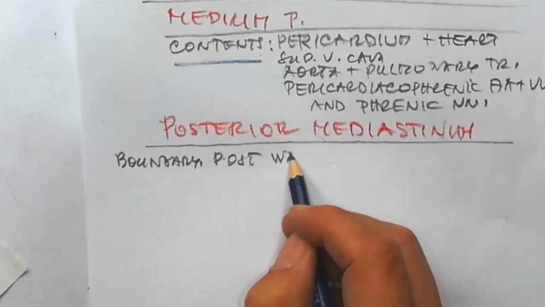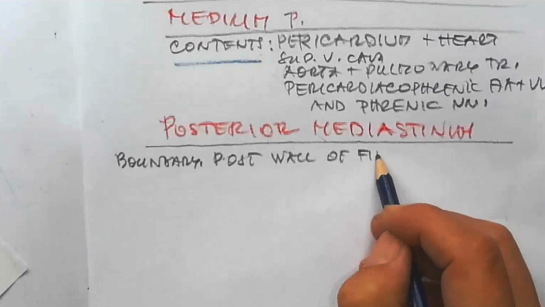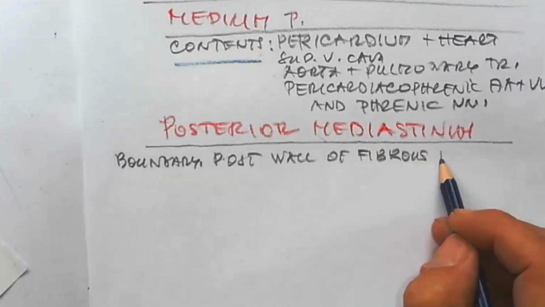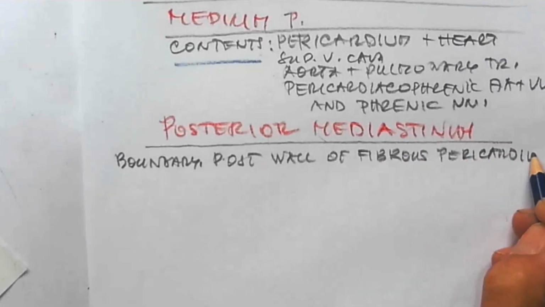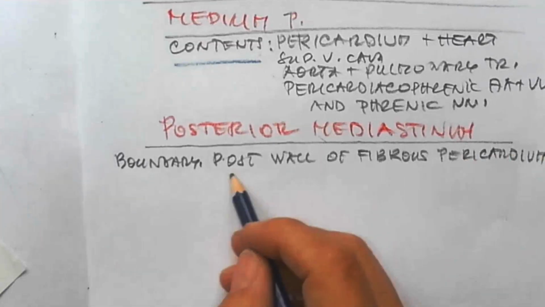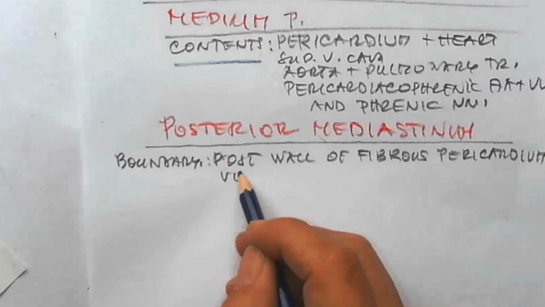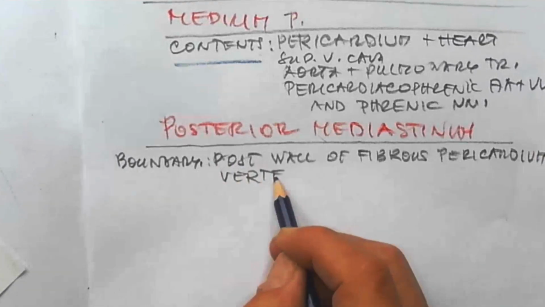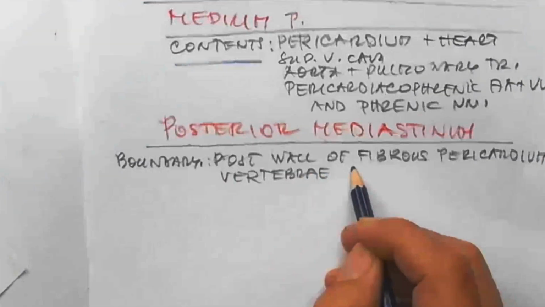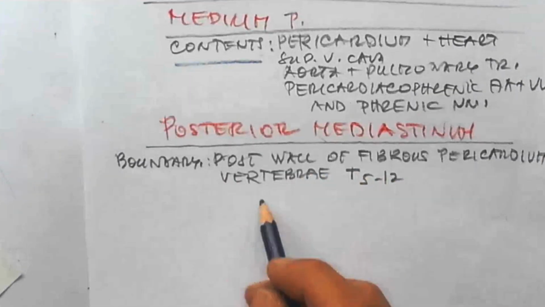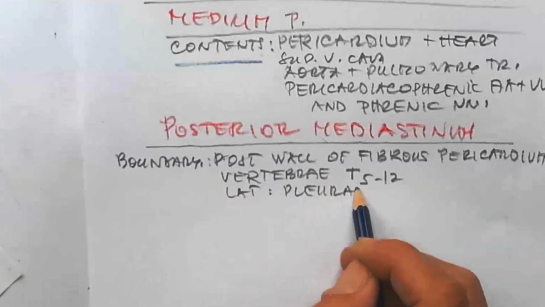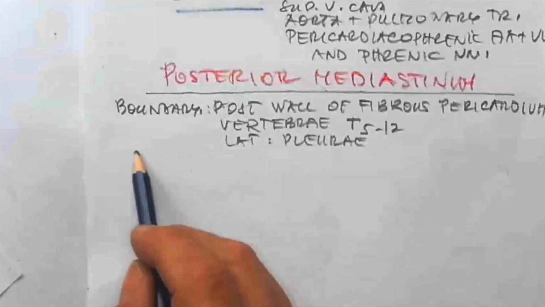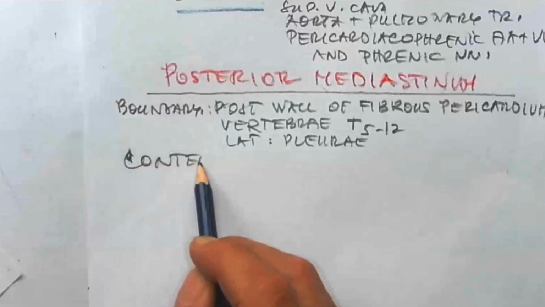Posterior wall of the fibrous pericardium, because this is the external one, since the serous pericardium is inside. Then the vertebrae, T5 to T12, and laterally the pleural cavities. Fine, this is the boundary, and concerning contents, we have to say some words about some structures.